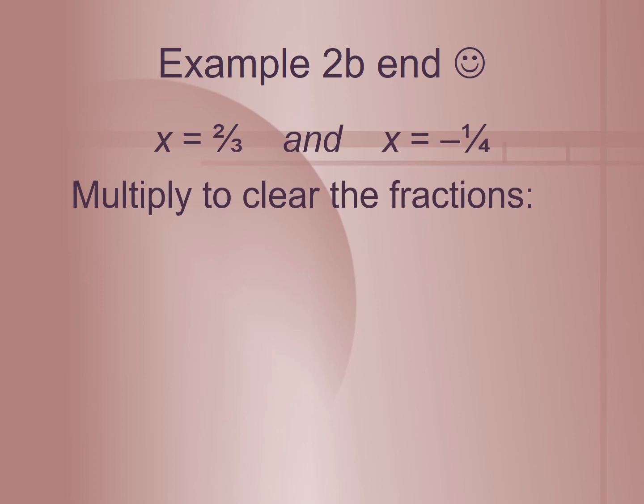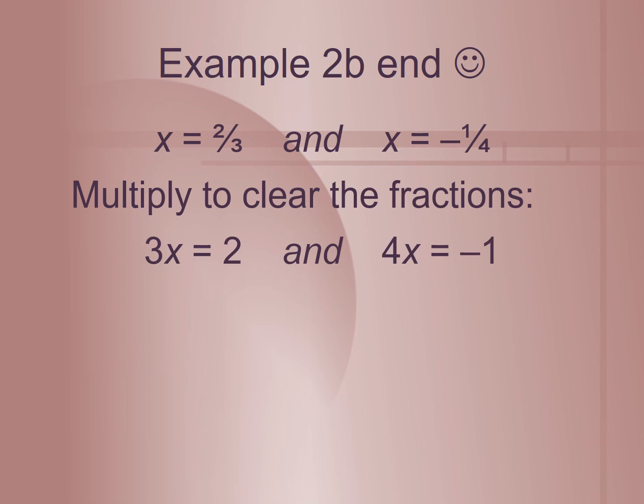Let's do another one like that. Let's say we know our solutions are 2/3 and negative 1/4. The first thing we want to do is kill our fractions. So we'll multiply both sides by 3 to get 3x equals 2. And on the other solution, we're going to multiply both sides by 4. So we get 4x equals negative 1.